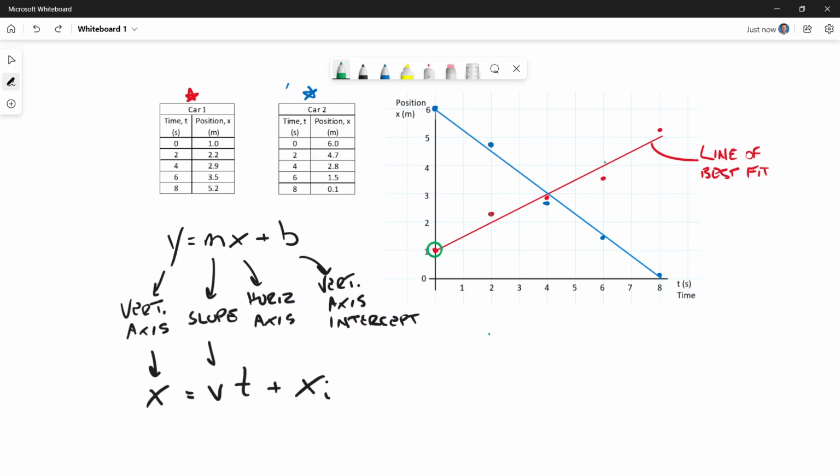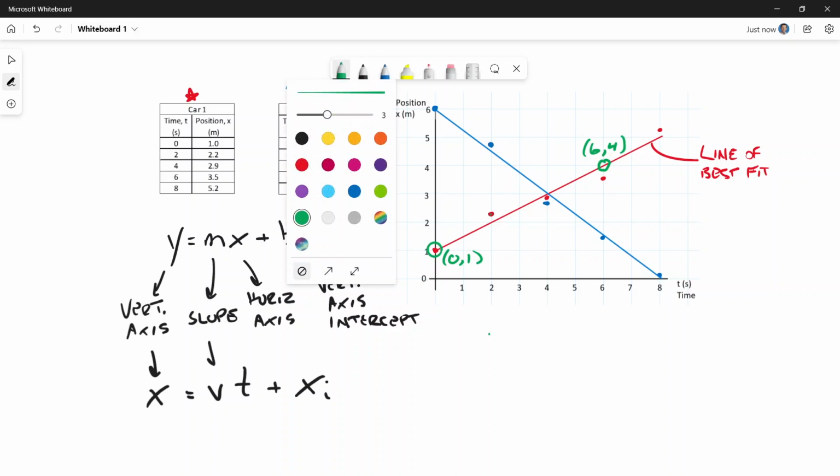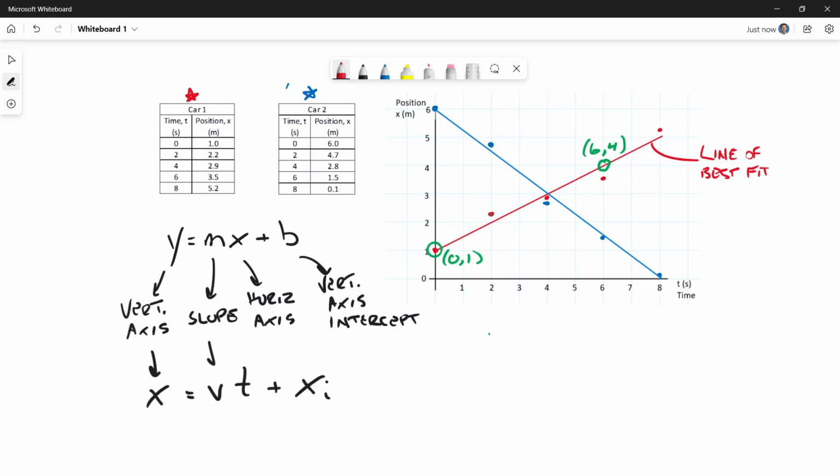So I'm just going to pick this point right here. And when you graph and use grid lines, it's a lot easier to see those points. This data point is a time of 0 and a position of 1. And this data point is a time of 6 and a position of 4 on our grid. And so if I want the slope for our red trial, this is our slope, which is going to be our velocity. We're going to want to find the change in the position, our delta x, over the change in the time.